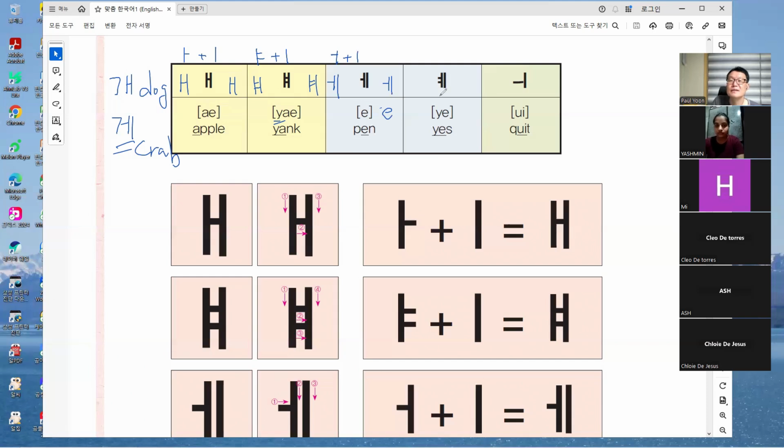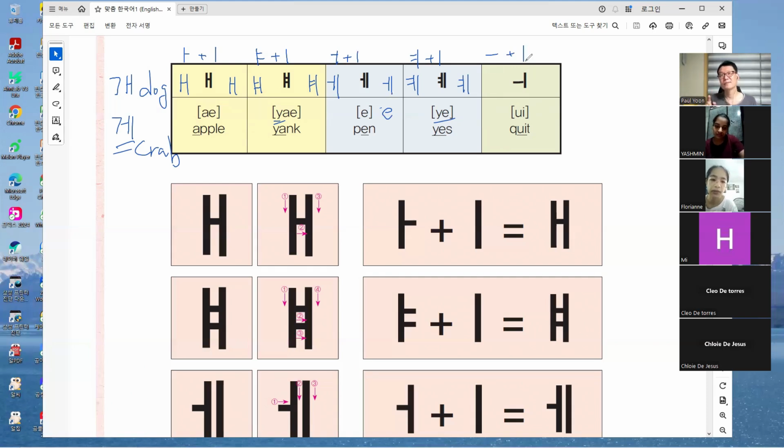And this one. Yo plus E. So, this one. Ye. One, two, three, four. Ye. For yes, okay, yes. And this vowel is very unique. Plus e, right?